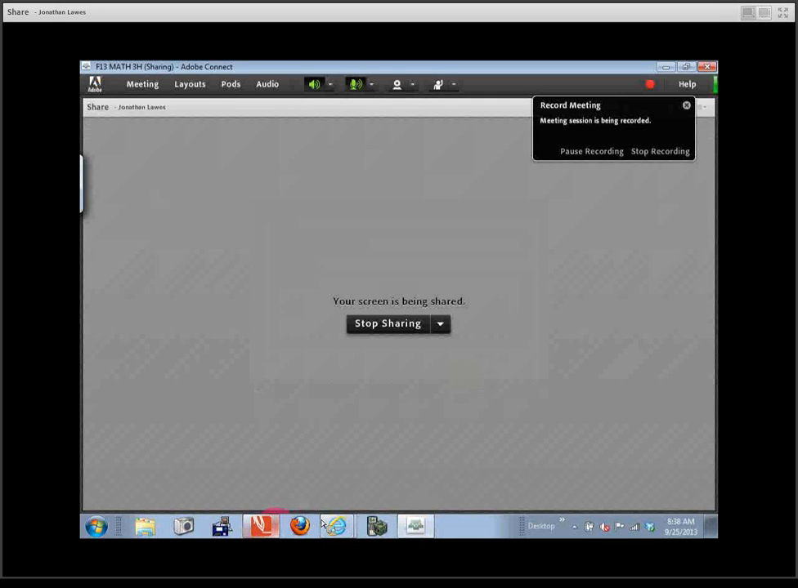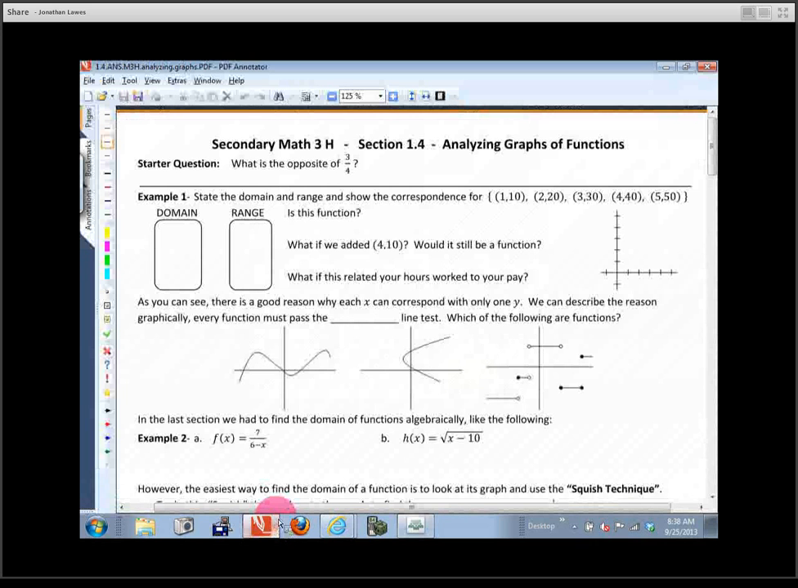Let's take a look at that starter question. What's the opposite of 3/4? Opposite of 3/4. Let's not complicate the issue. Negative 3/4. That's it. Because if I said what's the opposite of 2, you'd say negative 2, right? If I said what's the opposite of negative 17, you'd say positive 17, right? So the opposite of 3/4 is negative 3/4.